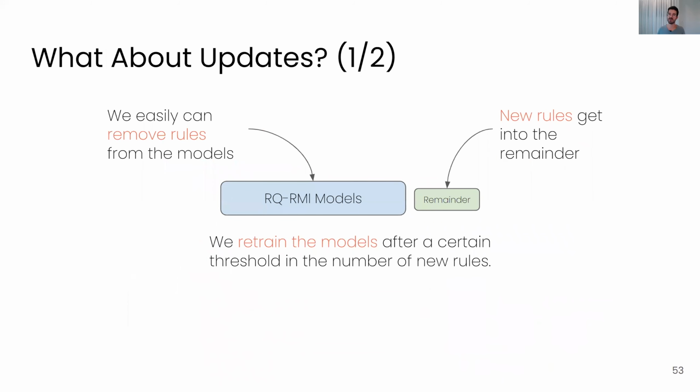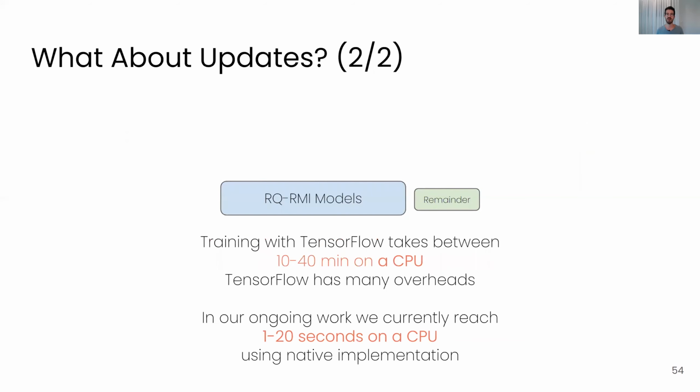Another question, what about updates? We can easily remove rules from RQ-RMI models, no retraining required. New rules get into the remainder. For instance, we can use TupleMerge, which supports fast insertions. After passing a threshold in the number of new rules, we retrain RQ-RMI models. Our experiments show that training with TensorFlow takes about 10 to 40 minutes on a CPU. However, in our ongoing work, we achieve training time of 1 to 20 seconds using a native implementation on CPU.